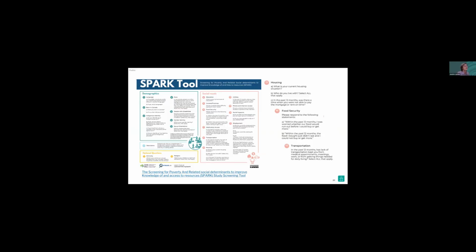So to begin, the Upstream Lab at the University of Toronto has produced what is known as the SPARC tool. In long form, it's called the Screening for Poverty and Related Social Determinants to Improve Knowledge of and Access to Resources. And this survey has undergone testing to prove its validity and is currently being piloted across several Canadian provinces. This slide shows how they have a section of questions related to demographics and another section on social needs.